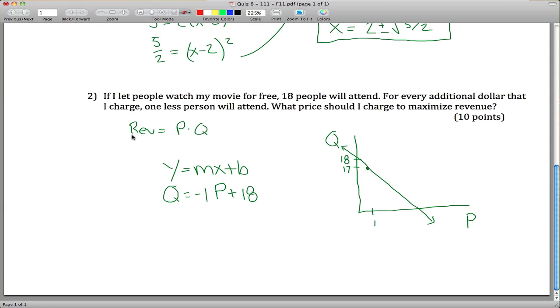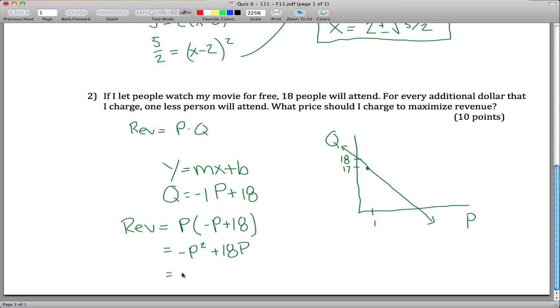And so going back to our original problem, we want to maximize revenue. That is, we want to find the vertex of the quadratic function for revenue. And instead of price times quantity, we can say that revenue is equal to price times, well, quantity is equal to -p plus 18. So instead of writing Q, you can write -p plus 18. So this gives us -p squared plus 18p. And so this right here is a parabola. To maximize it, we want to find the vertex. To find the vertex, we complete the square.